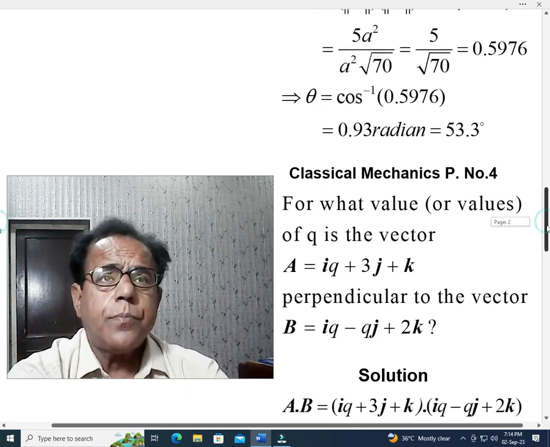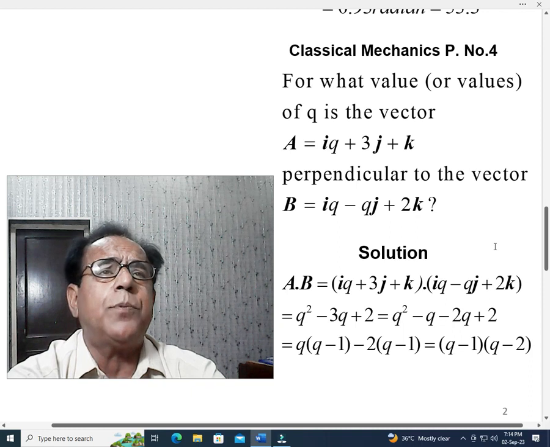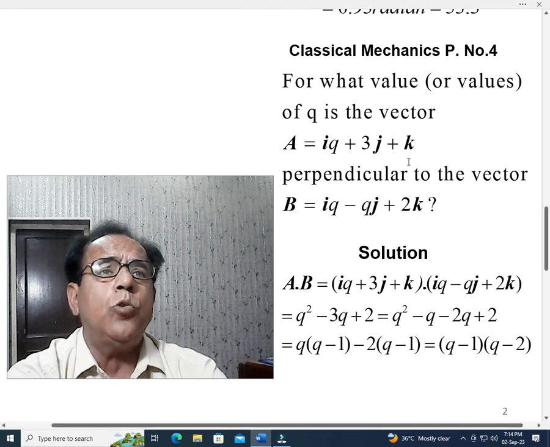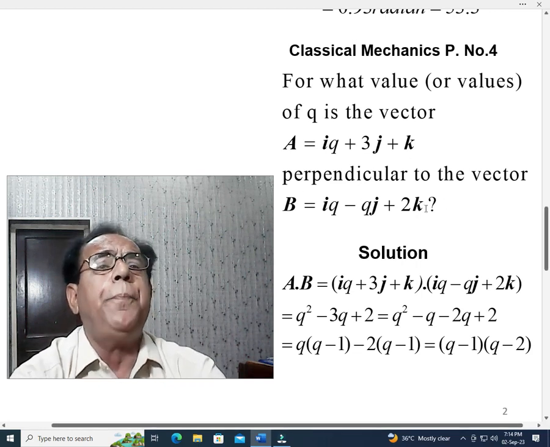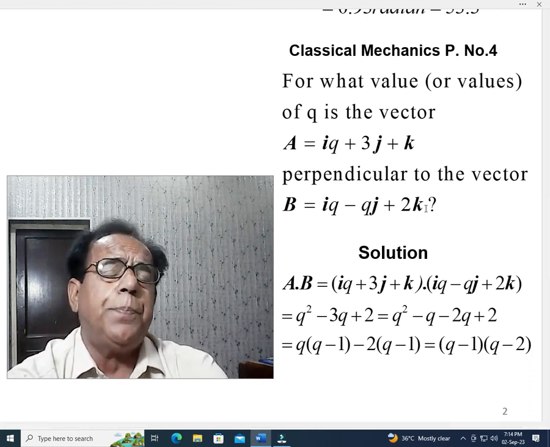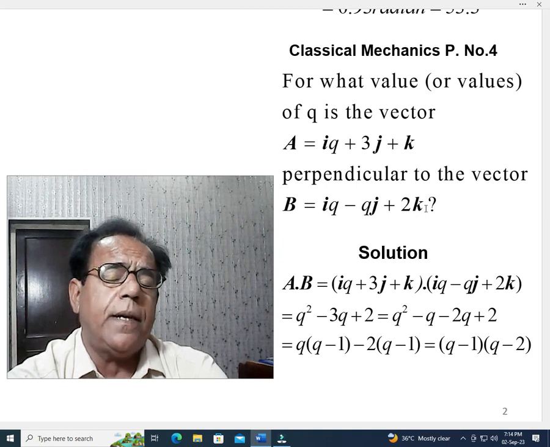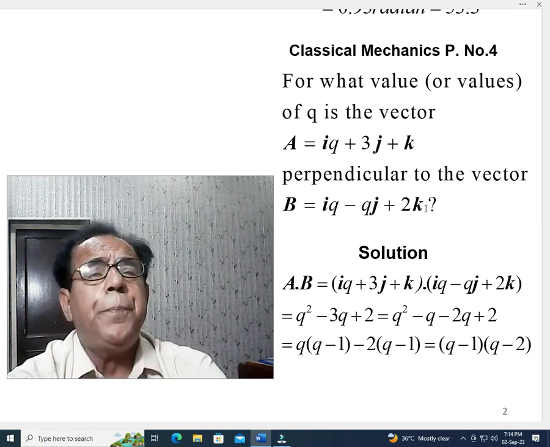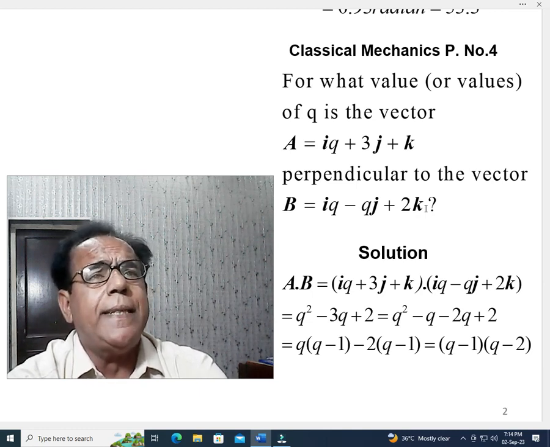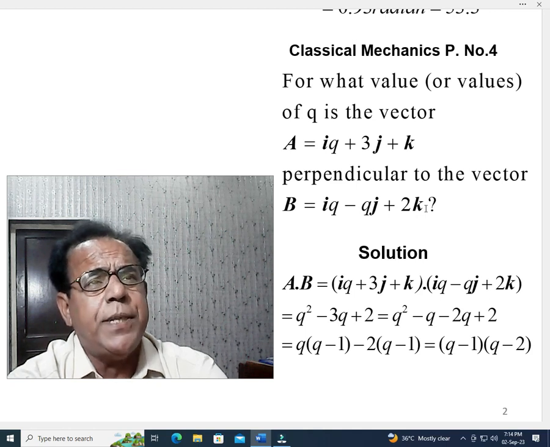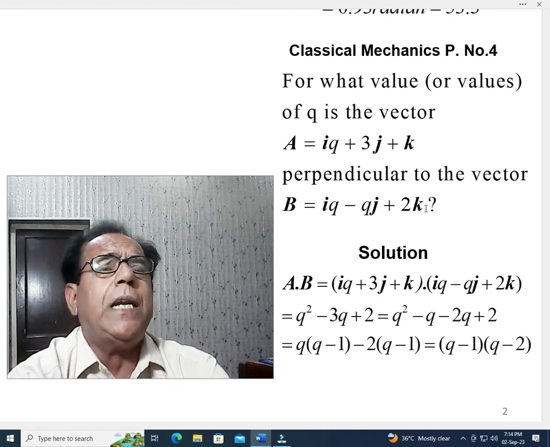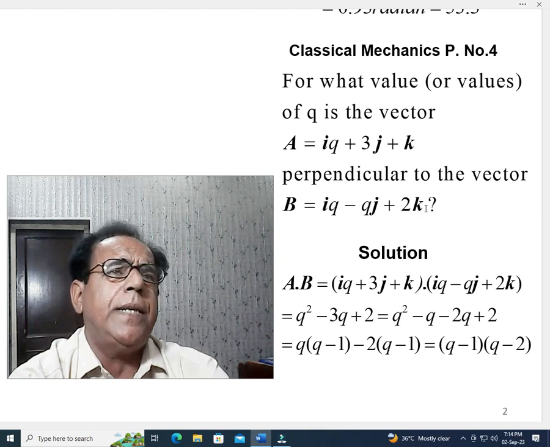Now we come towards the next problem. For what value or values of q is the vector a equal to this perpendicular to the vector this? Dear students, the philosophy behind this problem is that the dot product of two non-zero perpendicular vectors is always 0. So we will find the dot product of these two vectors and then put it equal to 0, because these vectors are perpendicular. When we put it equal to 0, the value of q will definitely be reached.